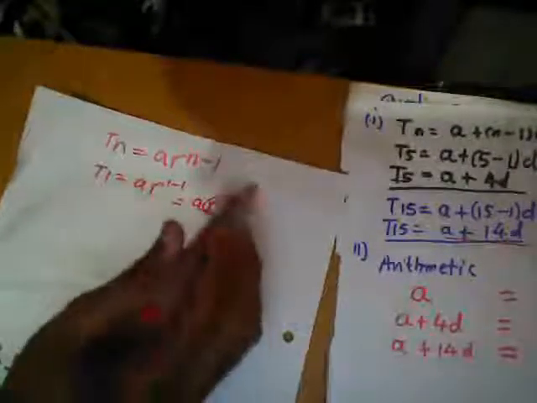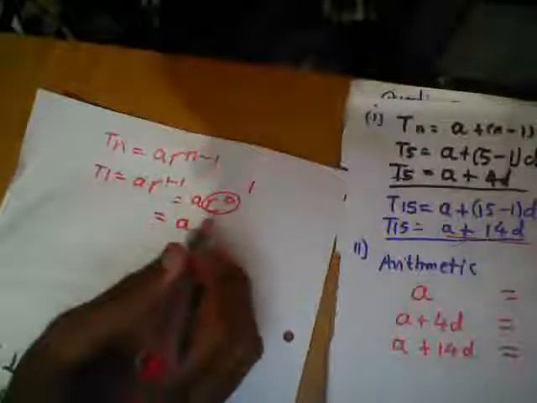So for term 1, T1 equals A r to the power of n minus 1, where n is 1, so 1 minus 1 equals 0. Any number to the power 0 equals 1, so it's just A times 1 equals A. So term 1 for geometric equals A. Term 2 is A r to the power of 2 minus 1, which is 1. So A r. That's term 2.